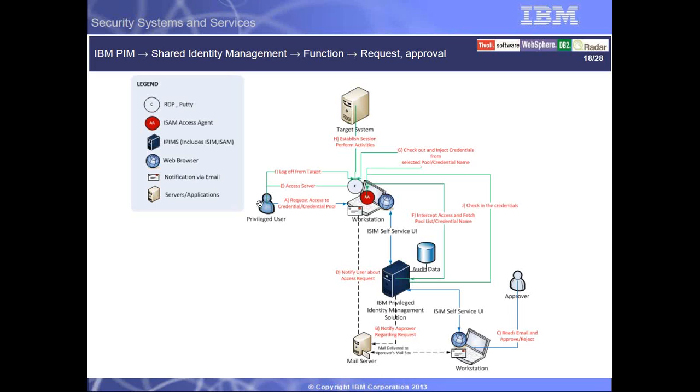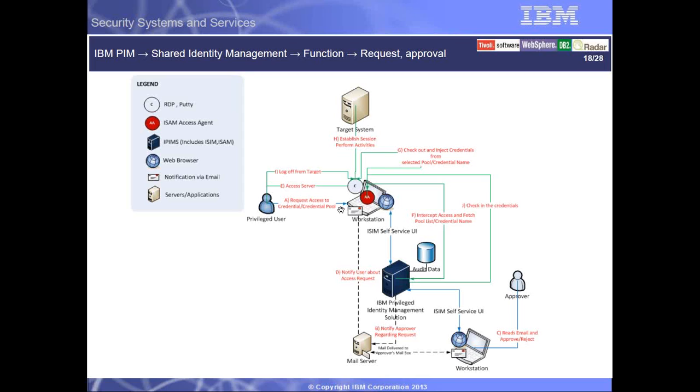Let's start. There's a privileged user. He goes to the web browser and makes a request for a credential. Once the request is received, it goes to the approver. The approver then approves it. The request goes to his mailbox, he logs into that browser and approves it. It goes back to the user in a notification saying the access is granted. I'm just considering a happy path here.